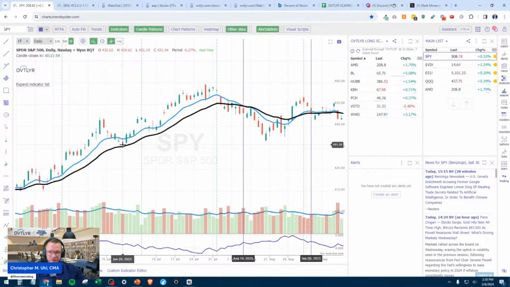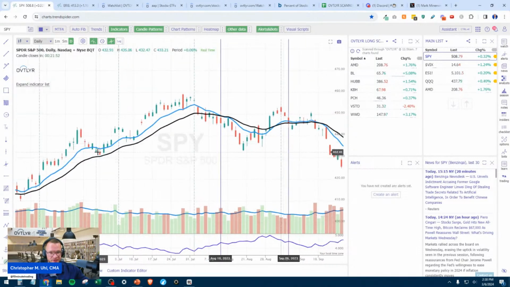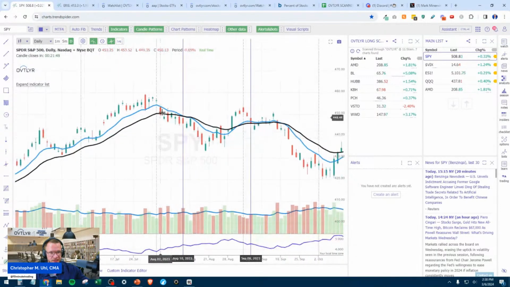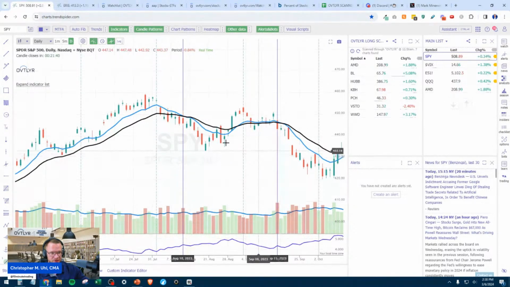Even when it breaks down through the 10, it still didn't break down through the 20. So it continues to be very strong here. And you can see the crossover happens around right here, which actually, let's leave a line right here where the crossover happens again. And you can see a pretty strong sell-off.